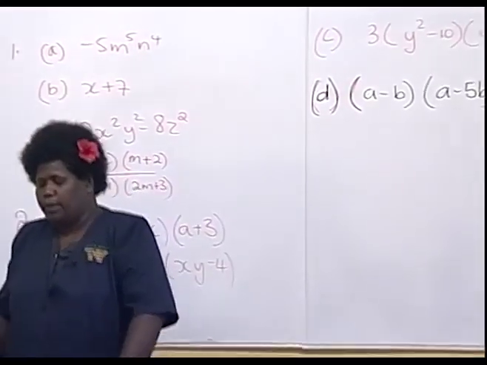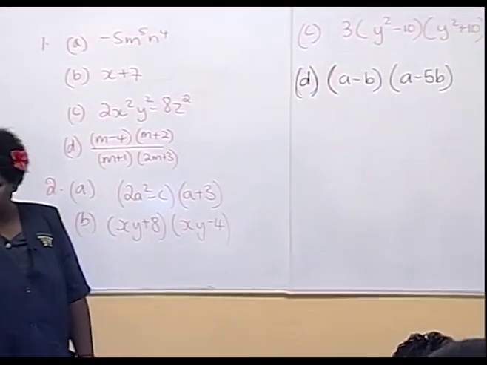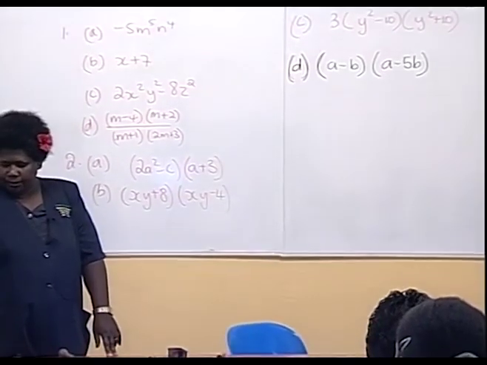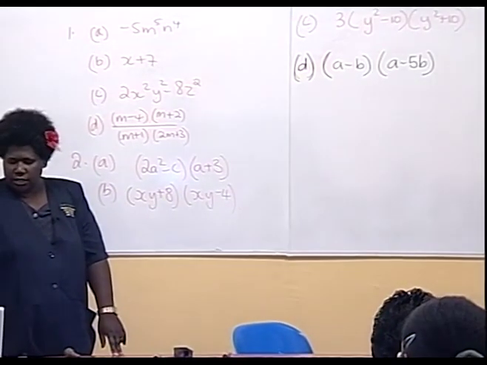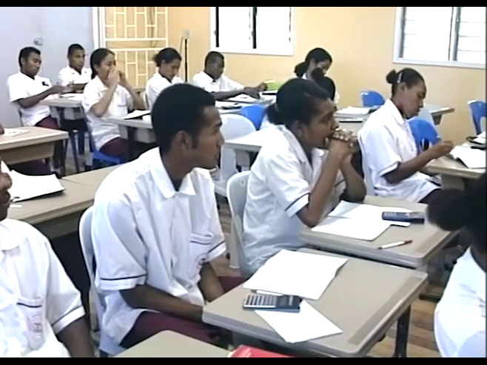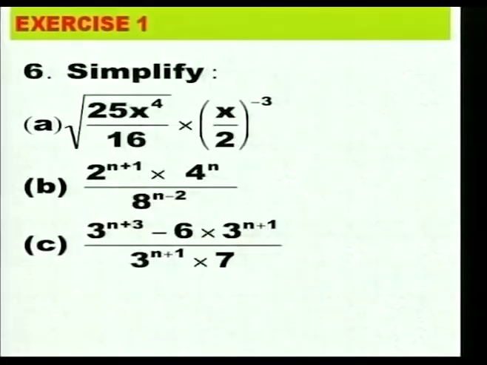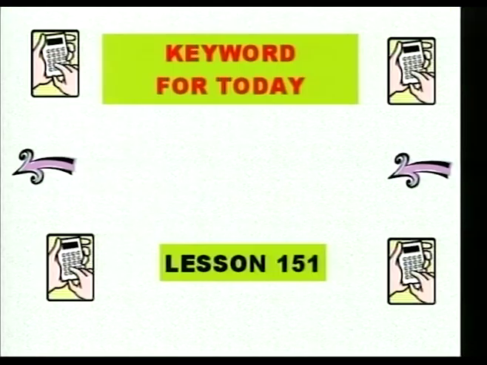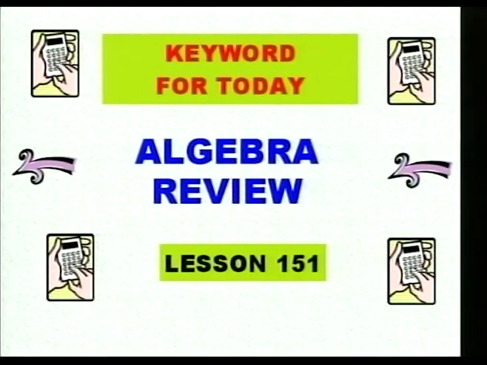Okay, for homework, you will do letter E and F. You also have question 3 based on equations. And then you have questions 4 and 5, word problems. And question 6 based on indices. Okay, the keyword is algebra review.